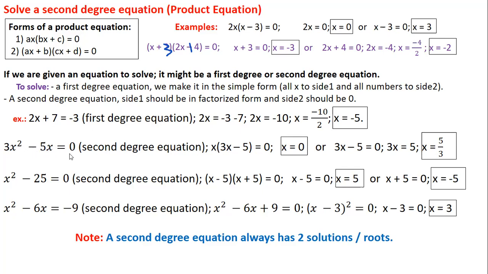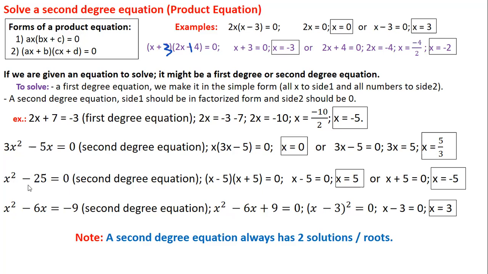So we take x. 3x squared over x, it gives me 3x, minus 5x over x, it gives me 5, is equal to 0. So x is equal to 0 is the first solution, or 3x minus 5 is equal to 0. Then 3x is equal to 5, x is equal to 5 over 3. A second example, x squared minus 25 is equal to 0.